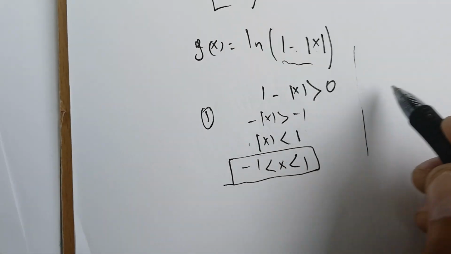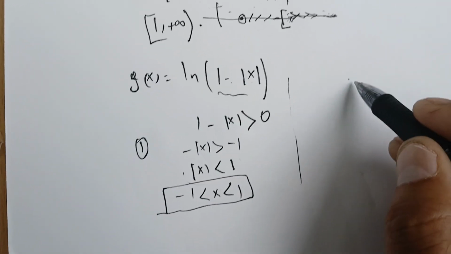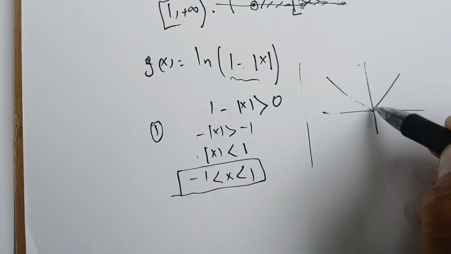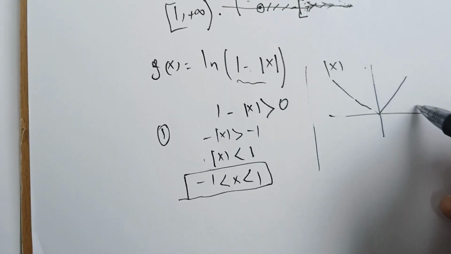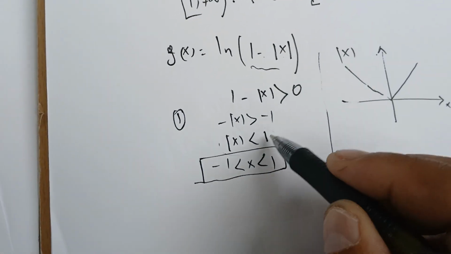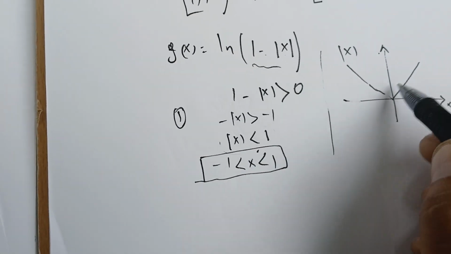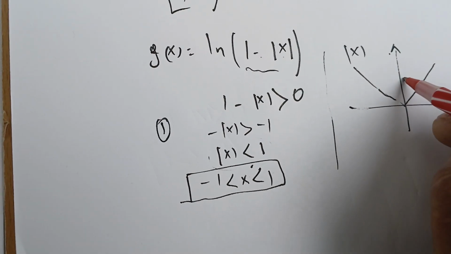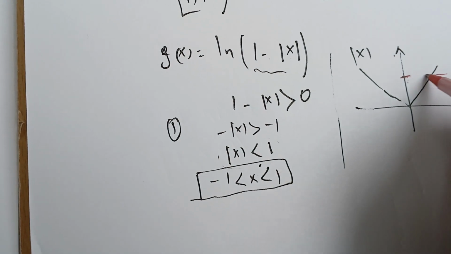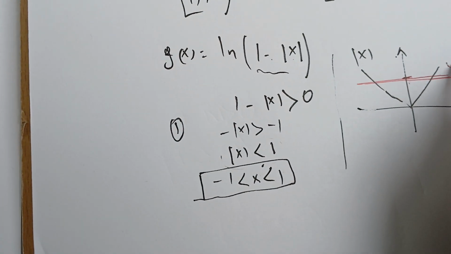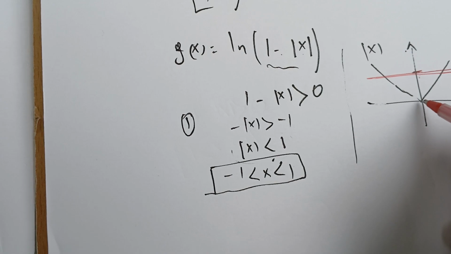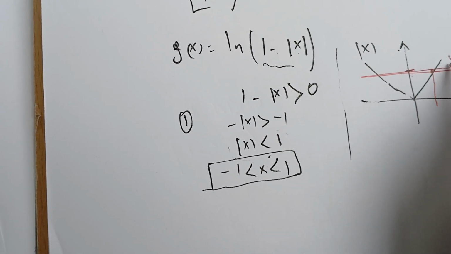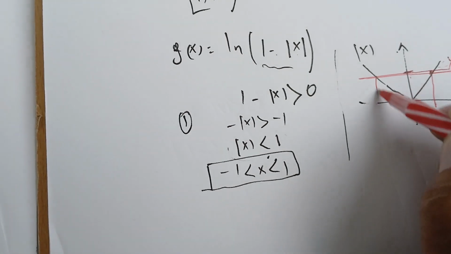The second way is that we know how to graph the absolute value of x. So this is the graph of the absolute value of x. We want to see the values of x that are less than 1. So let me do it in a different color. Let's assume this is 1. So this is y equals 1. So the values of x that are strictly less than 1, so let's solve. When x is 1, we have y is 1.